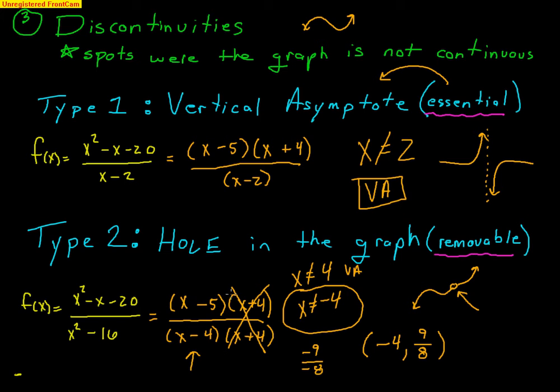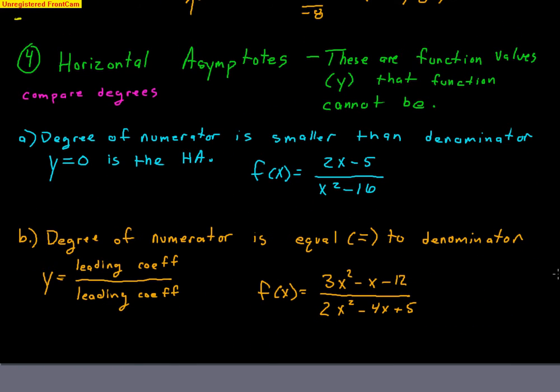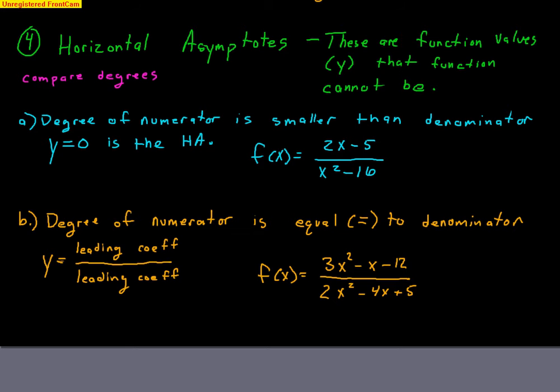A removable discontinuity is a hole in your graph, and this comes when you have a value like -4 that makes the top and the bottom, the numerator and the bottom, become 0. So that gets canceled out, but because it gets canceled out or removed, it creates this hole in the graph. Hopefully that makes a lot of sense. All right, up next I want to talk about horizontal asymptotes. Horizontal asymptotes are horizontal lines that we cannot cross.